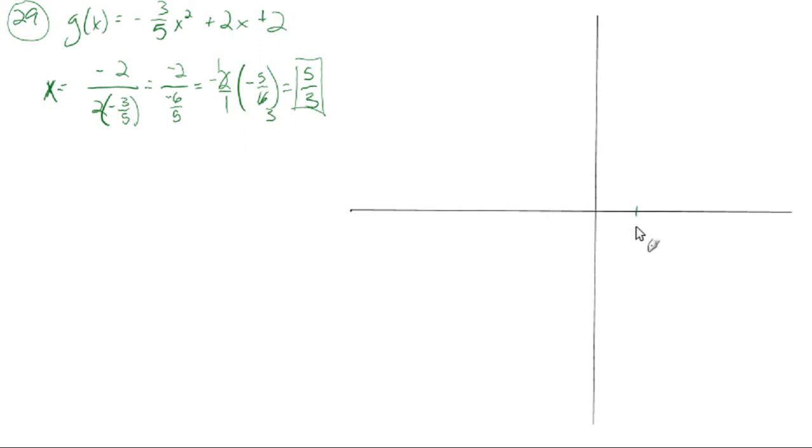So this is 1. That'd be 3/3. This is 2. That'd be 6/3. So a little shy of 2. We have 5/3. That's terrible. The scale is way off. Much better. So 5/3 would be something like right there, and so we will draw our axis of symmetry like so.